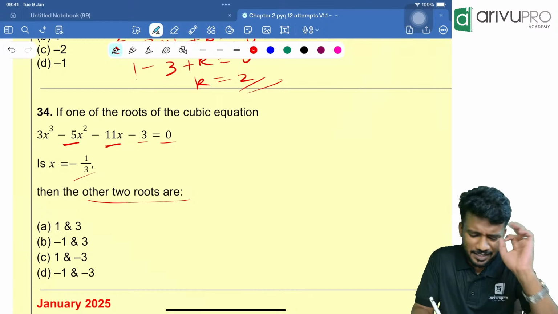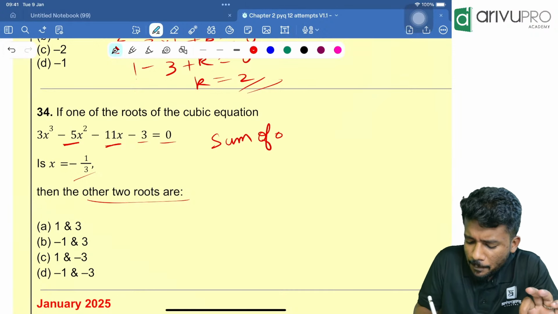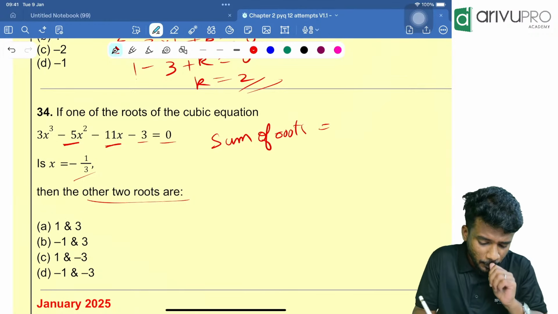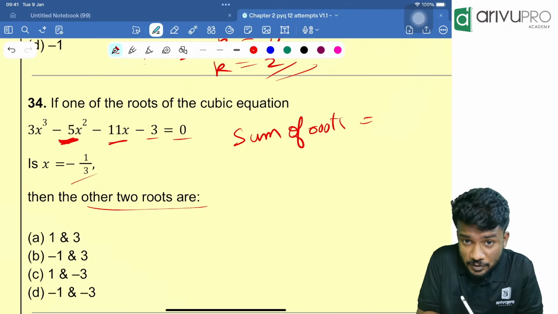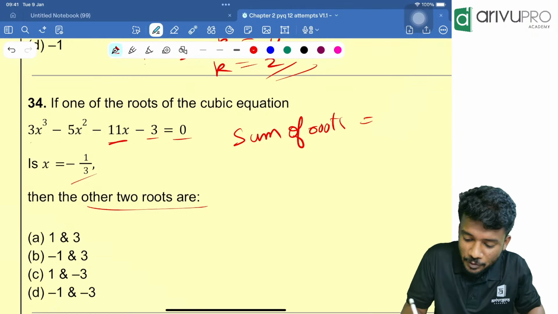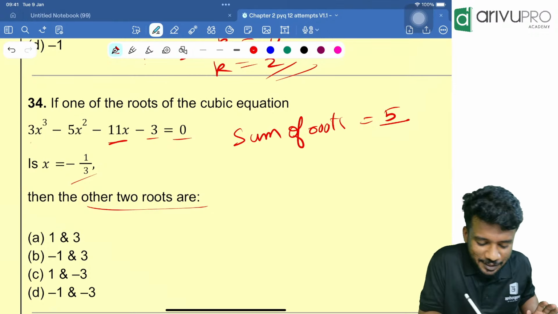People, easiest way is what? The sum of the roots. Sum of roots is what? The sum of roots is minus coefficient of x square divided by coefficient of x cube. That is minus of minus 5 is plus 5 divided by coefficient of x cube is what?